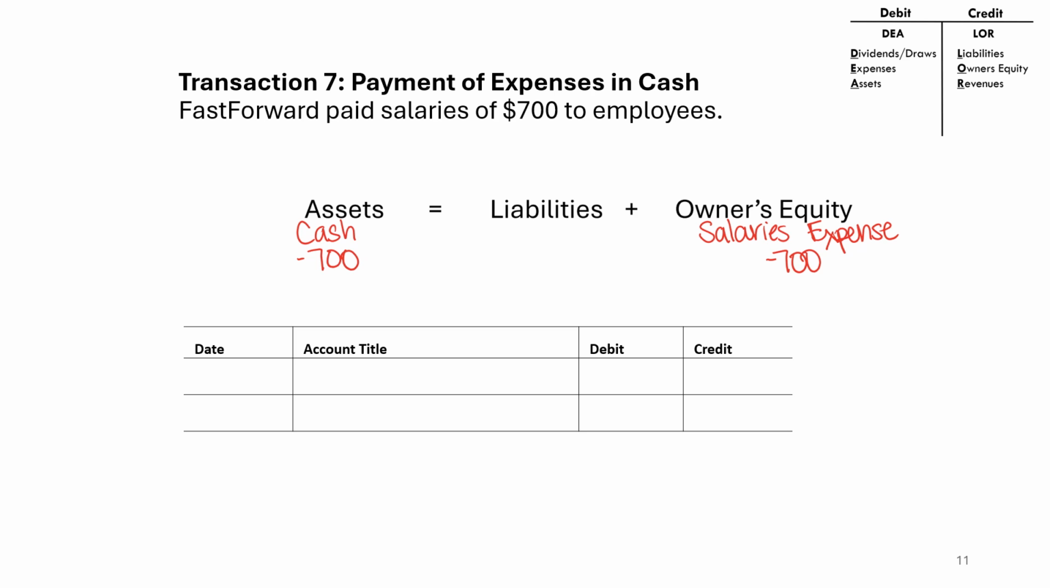Transaction 7, payment of expenses in cash. So exact same scenario as before. Now it is just that Fast Forward paid salaries of $700 to its employees. So this is still an expense called salaries expense. Anytime you record an expense, it will be a debit to that account because expenses are recorded or increased with a debit. So you'll debit salaries expense.